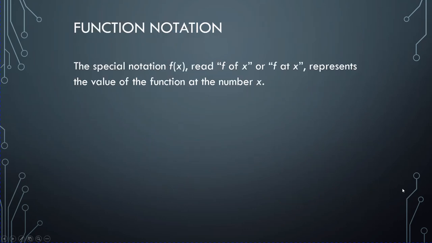So next, if we know we have a function, we use special notation to write it. You see this notation here, f and then in parentheses x. This is important. This is not called f times x. This is called f of x. It's a function of the x variable, and it represents the value of a function at the number x.